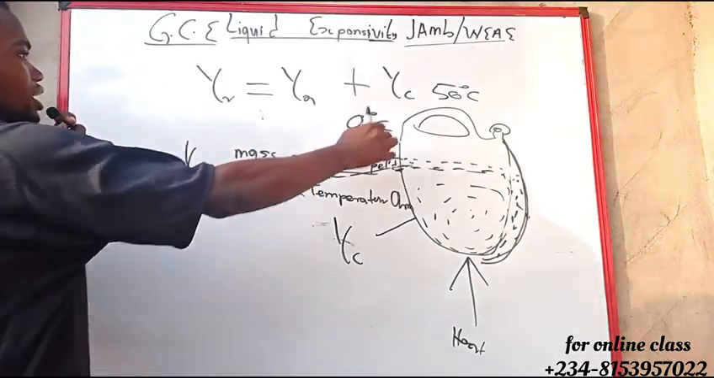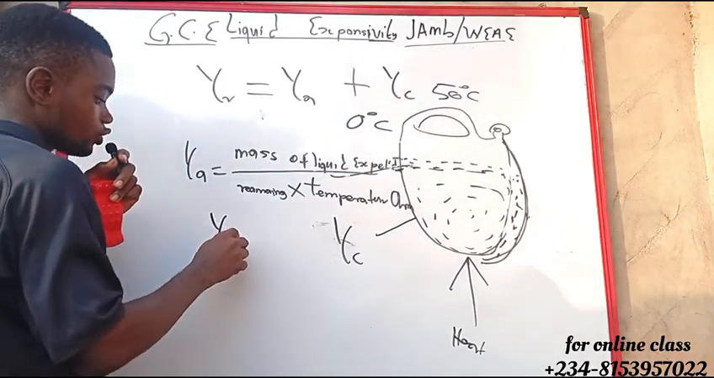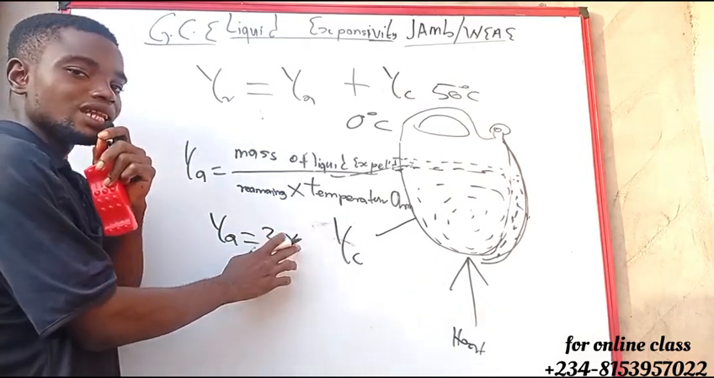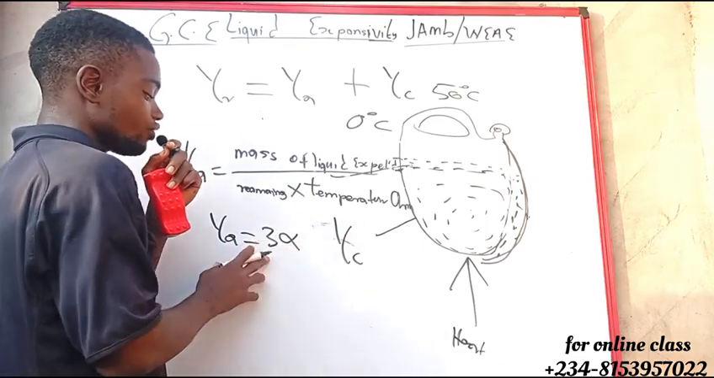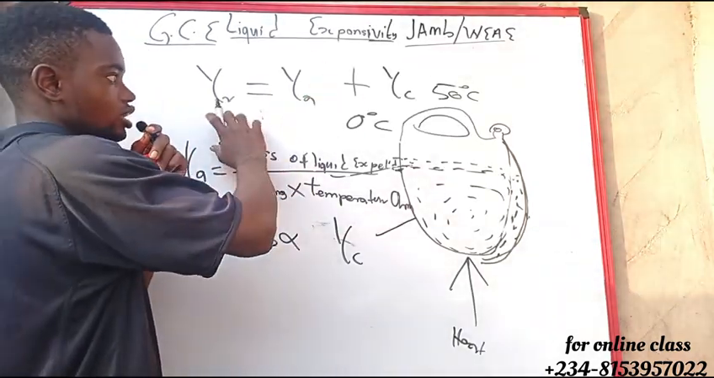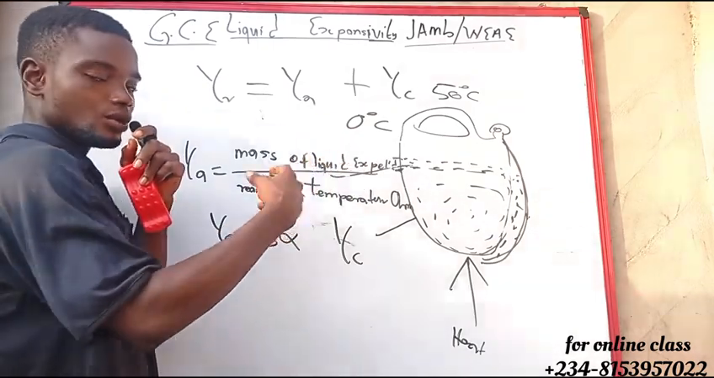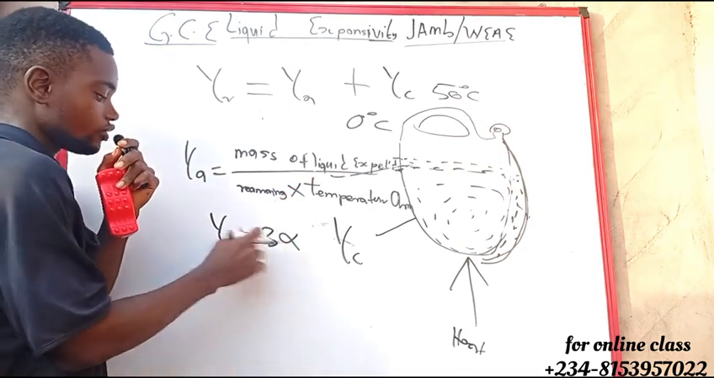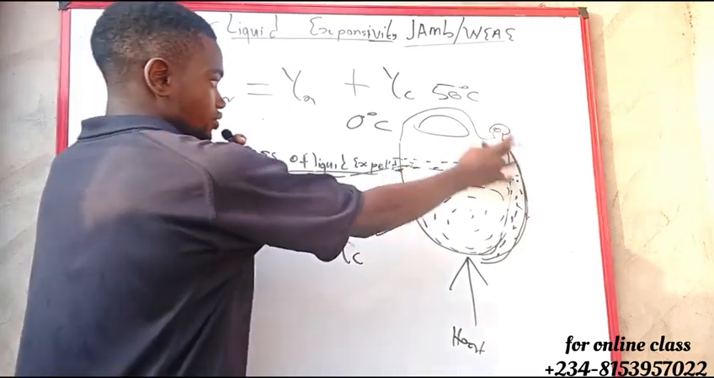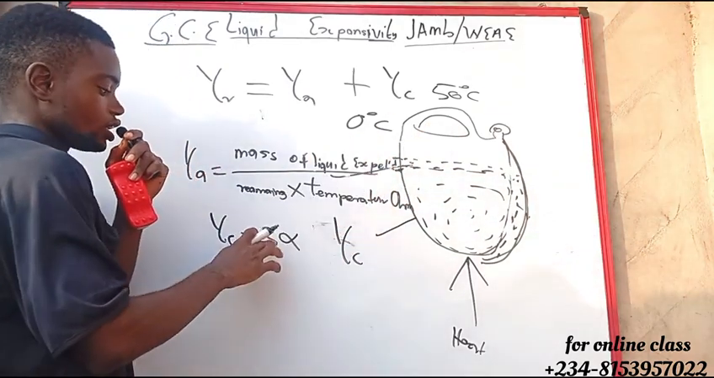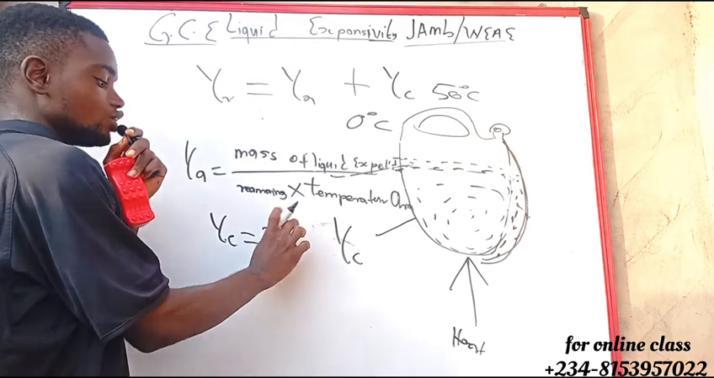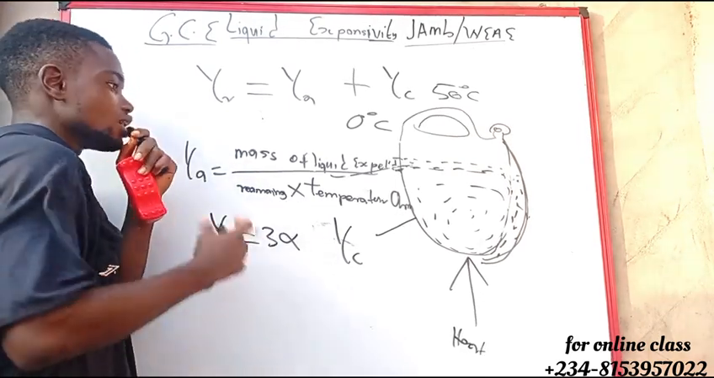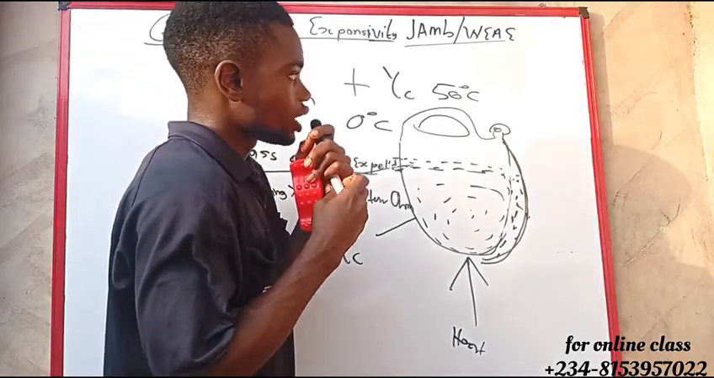Now, also remember that cubic expansivity from our previous video is given by 3 times alpha, which is what? Linear expansivity. So when you're talking about this formula, how a liquid expands and the vessel expands, and instead of them giving you the cubic expansivity, they now give you the linear expansivity, you can use the linear expansivity times 3 to get the cubic expansivity. Now with this, we are done already.